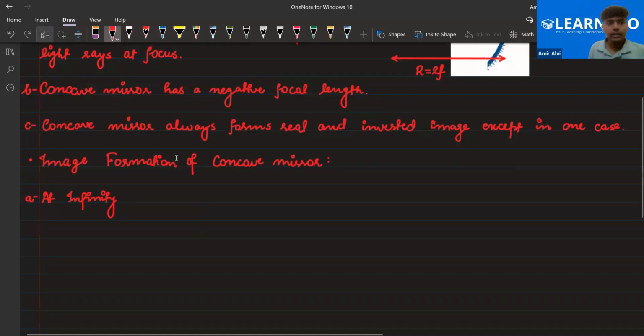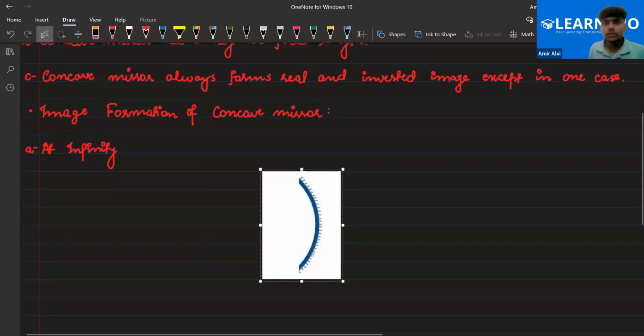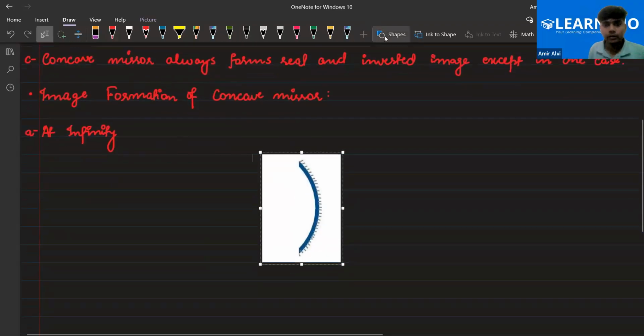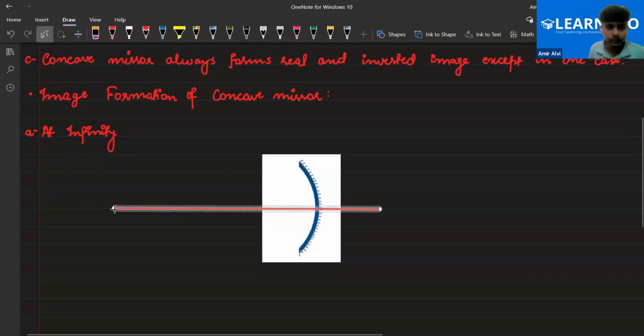The object is at infinity. The image is formed over here. Let's just okay. So this is the concave mirror. So the line passing through is basically the principal axis, and the object, suppose that, before that, suppose that the object is placed at infinity, so the light rays are coming.